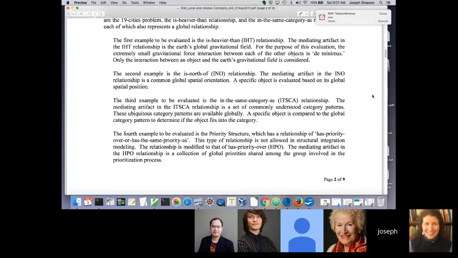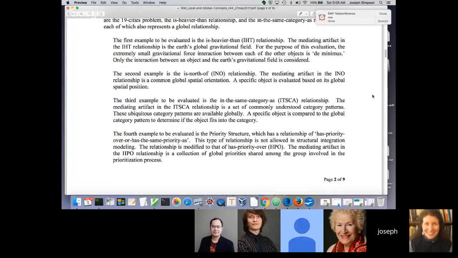And this is important: the people in the group doing the evaluation really need to have a fairly close common understanding of what these categories are and what the patterns are, so that they can determine whether or not the objects they're evaluating fit one pattern or the other.